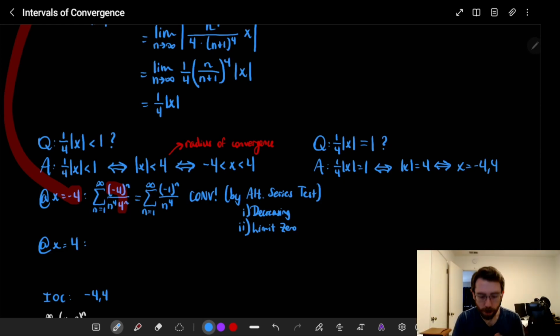I suppose there's a quicker way. You could just say it's absolutely convergent, because if I took the absolute value of those terms, I would get 1 over n to the 4th, and that's a p-series with p greater than 1. So it's absolutely convergent, and any absolutely convergent series is convergent. Feel free to do it that way too, that's faster.